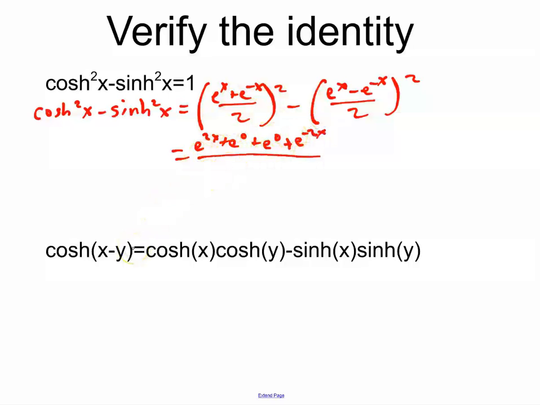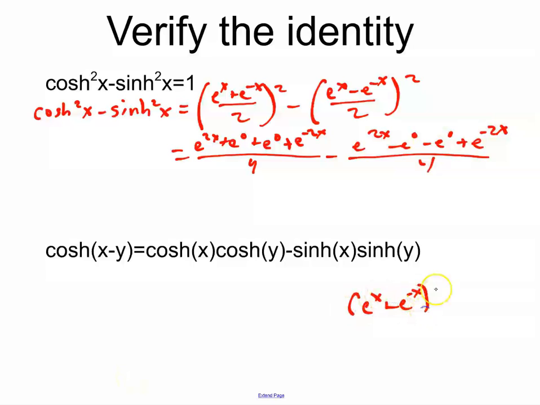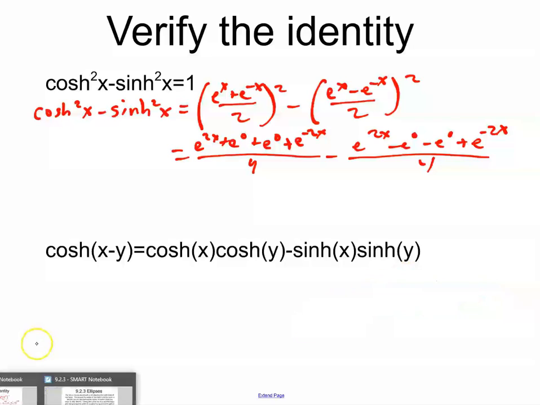Okay, so that's the top squared. The bottom squared is 4. Minus, if I square that, e to the 2x minus e to the 0 minus e to the 0 plus e to the negative 2x. And if it helps you, I did that a little bit in my head, but you can write it out as e to the x plus e to the negative x, e to the x plus e to the negative x, and do your foiling. Alright, so continuing on.